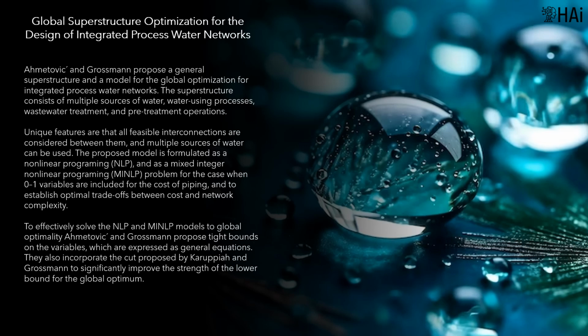Ahmetovic and Grossmann propose a general superstructure for the global optimization of integrated process water networks. The superstructure consists of multiple sources of water, water-using processes, wastewater treatment, and pre-treatment operations. Unique features are that all feasible interconnections are considered between them, and multiple sources of water can be used.